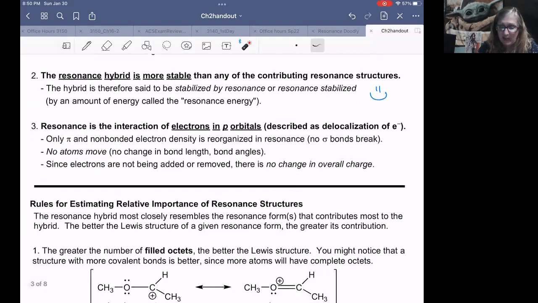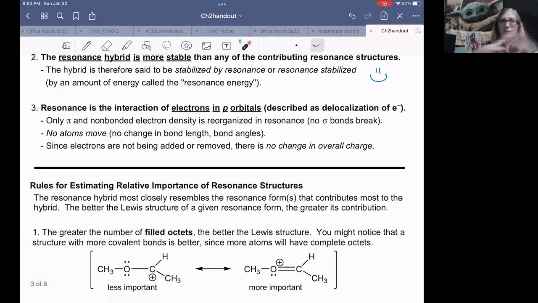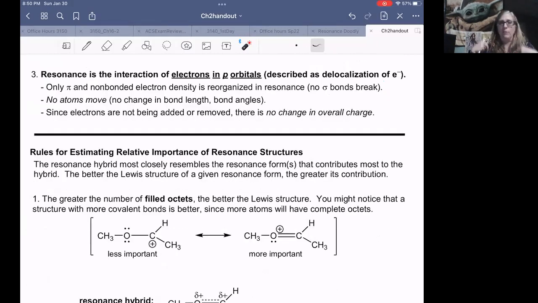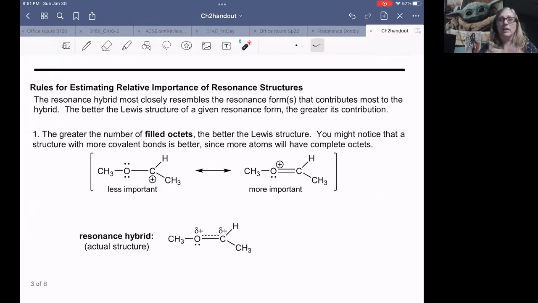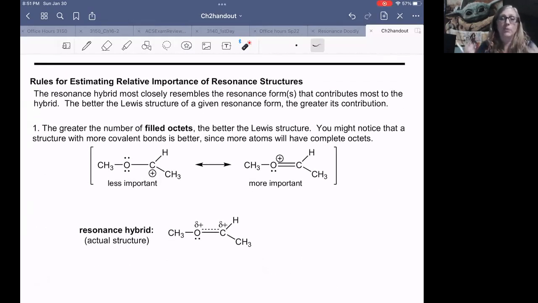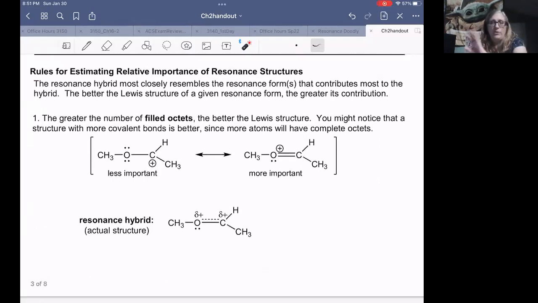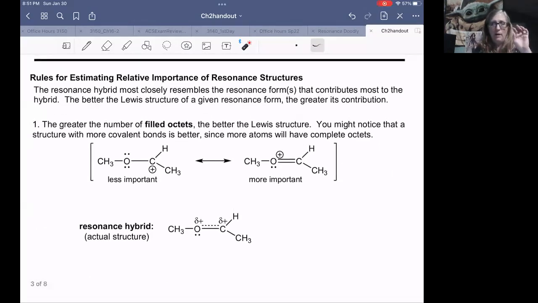And of course, there can't be any change in the overall charge because we're just shuffling electrons around. We're not adding any electrons. We're not removing any electrons. So our overall charge can't change. Okay, so let's take a closer look at some resonance and start to get a feel for what good resonance looks like. How can we identify that? How can we look for that? Not all resonance structures are created equal. Some look better. Some are therefore better contributors to the overall hybrid. So let's see what makes a resonance structure look good versus not so good.